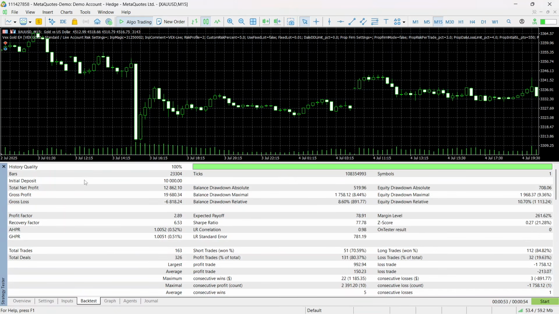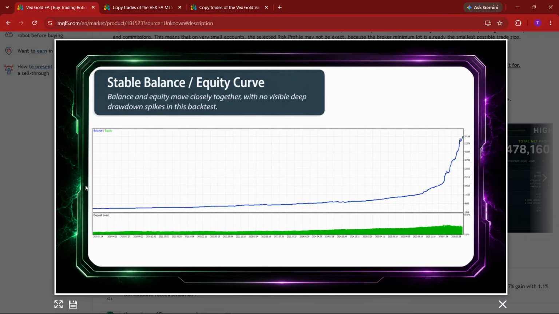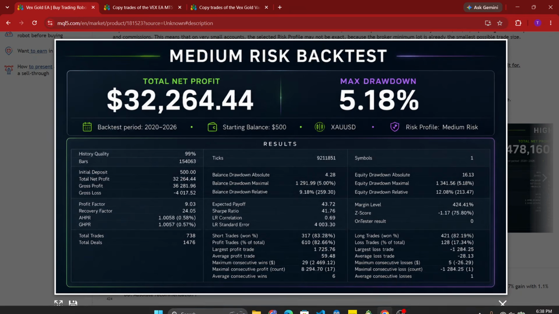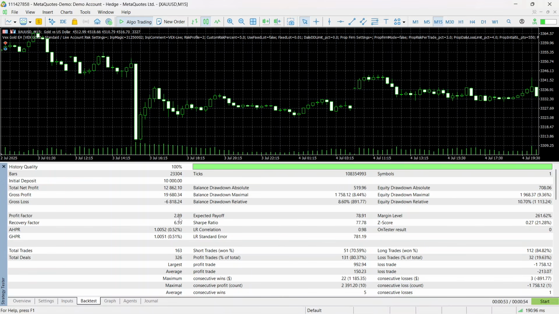Now over that period, it produced a net profit of $12,000, gross profit of $19,000, with gross loss of approximately $7,000. That's a profit factor of 2.89 and recovery factor of 6.53. Going back to the developer's own claim, now let's go to this one, 9.03 and 24. And we compare that to ours, you can see ours is very much lower.